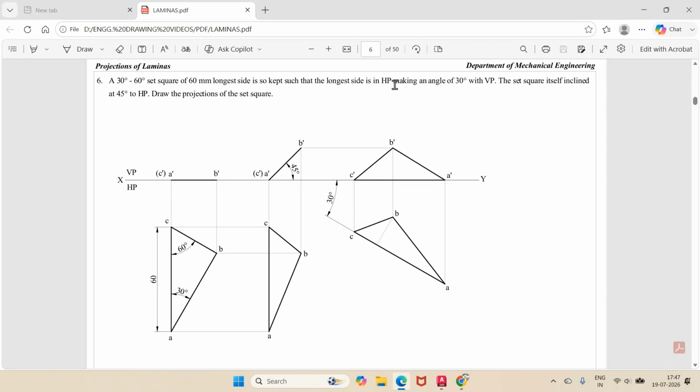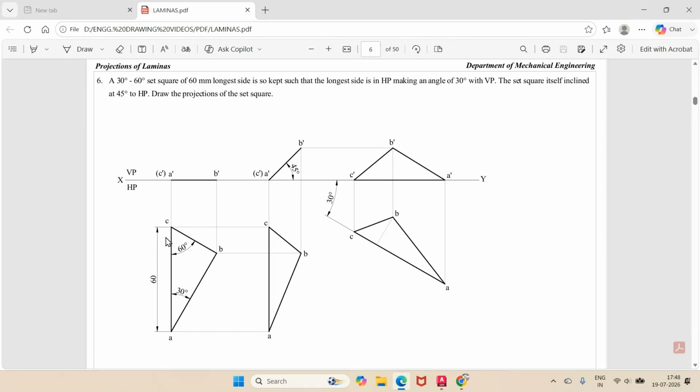is in HP, making an angle of 30 degree with VP. The set square itself is inclined at 45 degrees to HP. Draw the projections of the set square. So here he says one of the longest side is kept on HP.